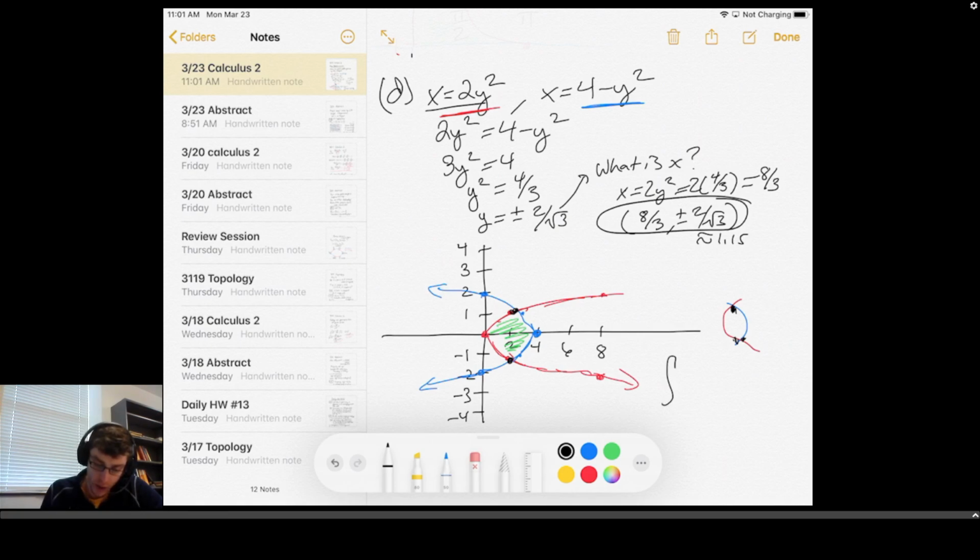This is just very quickly the integral from -2/√3 to 2/√3 of the one on the top, which is the one on the right, so 4 minus y squared in blue, minus 2y squared.